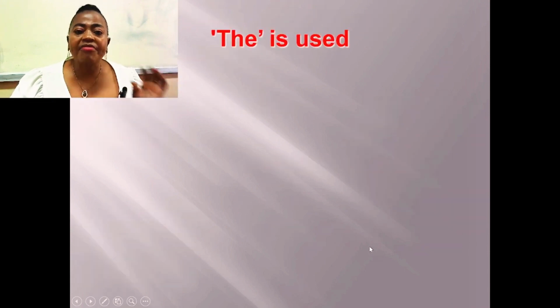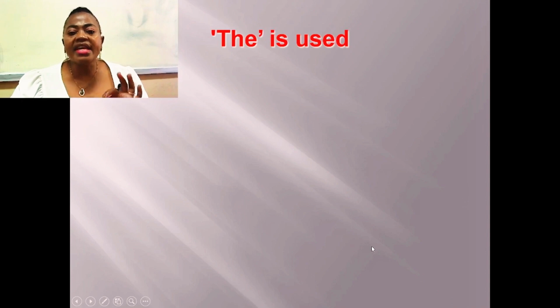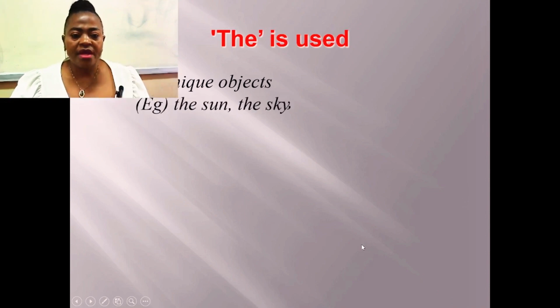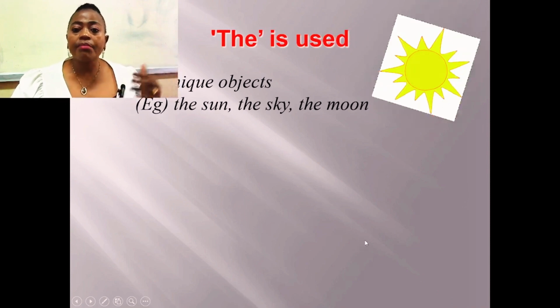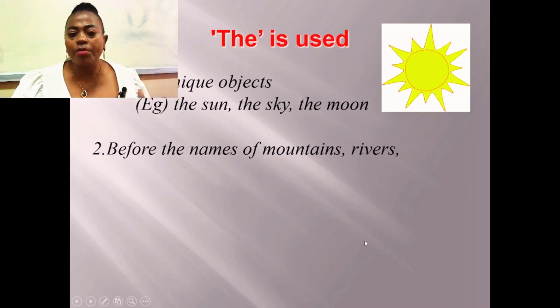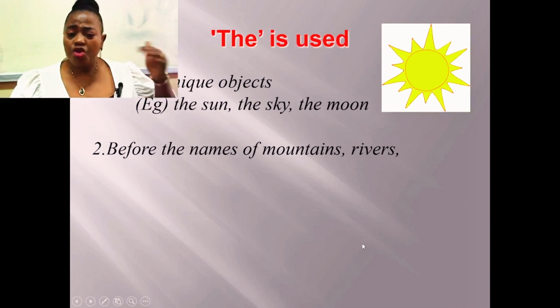Next we have THE. When do we use THE? THE is used before unique objects. For example, the sun, the sky, the moon. These are all unique objects. So when you have unique objects, you begin with THE. You don't begin with A. You don't begin with AN.